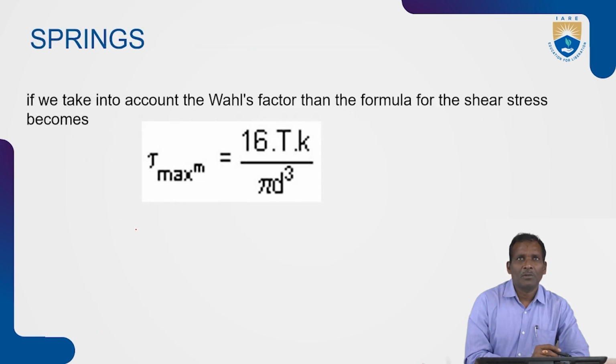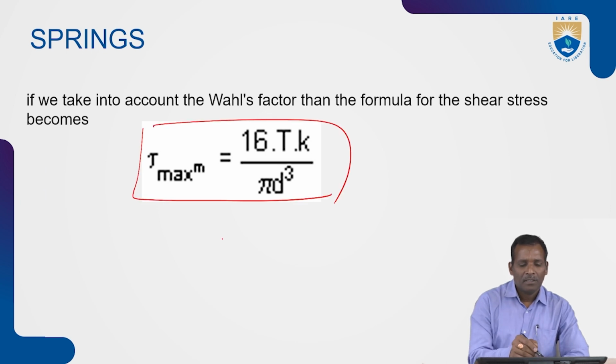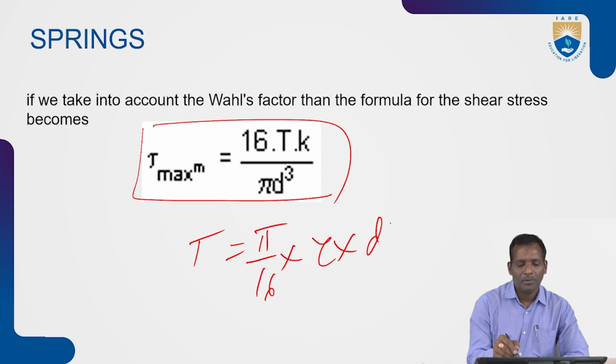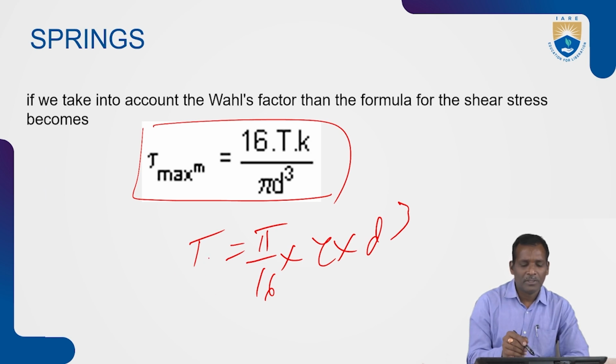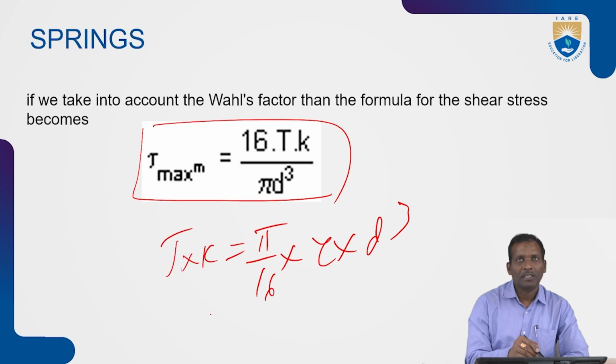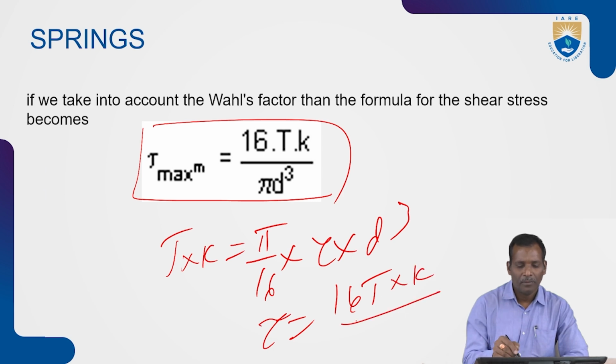Next, if you take into account the Wahl factor, then the formula for the shear stress, normally written as 16 by pi into tau into d cube, you are considering 16T multiplied with the Wahl factor K over pi d cube. Tau is equal to 16T into K by pi d cube.